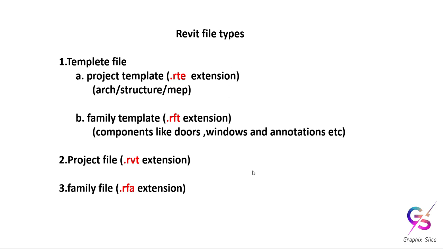So what are those templates? I will let you know later. So first thing, before going to start any project, select a suitable template. So next, that becomes a project file. When you choose a project template, that becomes a project file. So the RTE extension becomes RVT. When we select a template, then that becomes a project file. That is the second one, project file.